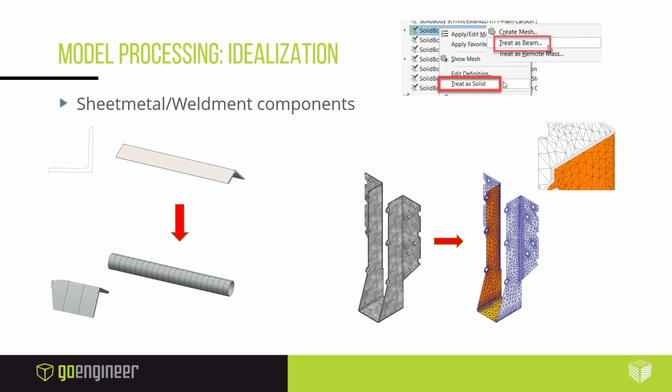If you don't want the use of beams and shell elements, you can easily convert the bodies back to solid elements in the study. Switching between shell and beam elements and solid elements is driven from the parts folder in the simulation design tree, as shown on the top right picture on this slide.